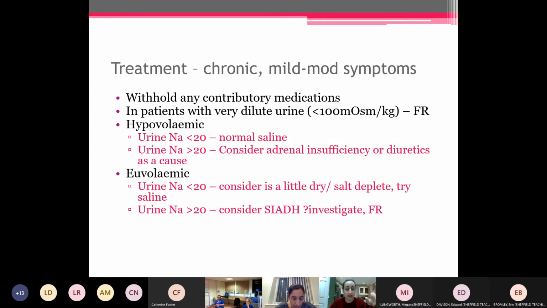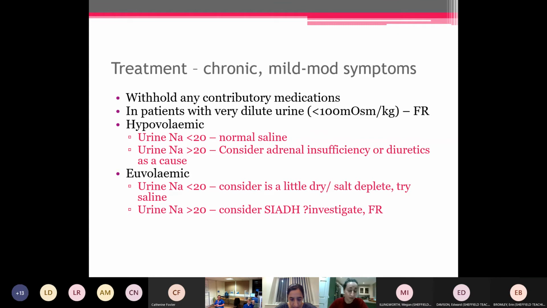And then those that we're confident are euvolemic, there's no other cause that we can see, and the urine sodium's high, which is greater than 20, that's when we would think SIADH, and we would go down the investigations for that. So we'd think, do they need a chest X-ray? Do we need to be investigating them for some cancers? And the treatment for SIADH is a fluid restriction.